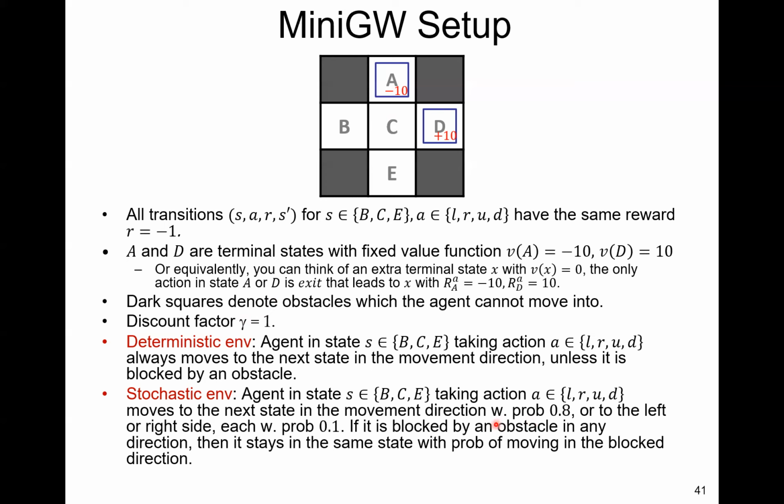If it's blocked by an obstacle in any direction, then it stays in the same state with the probability of moving in the blocked direction. So if it's blocked in the forward direction, then it stays in the same state with probability 0.8. If it's blocked on the side direction, then it stays in the same state with probability 0.1.